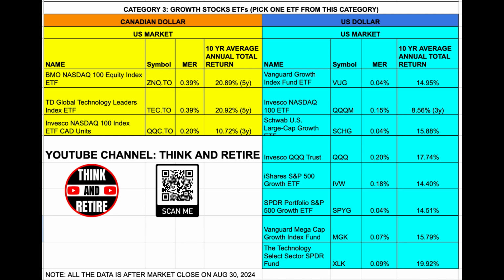On the US side, for the growth category, I have listed 8 ETFs. You can see that the management expense ratio varies from 0.04% to about 0.20%. With the growth category, you can expect high rates of return, but high rates of return come with high risk. So you have to make sure that you are comfortable with the risk management rules.